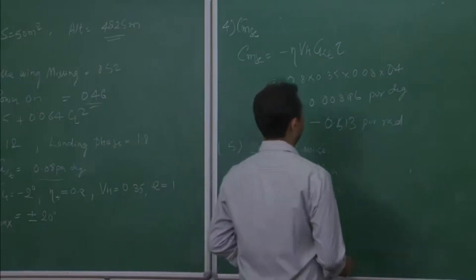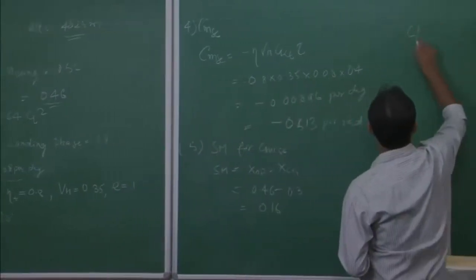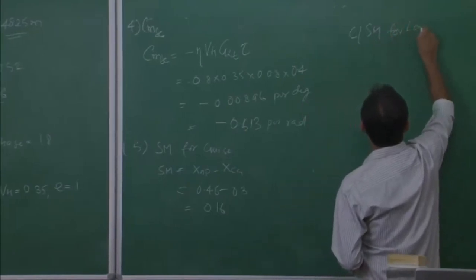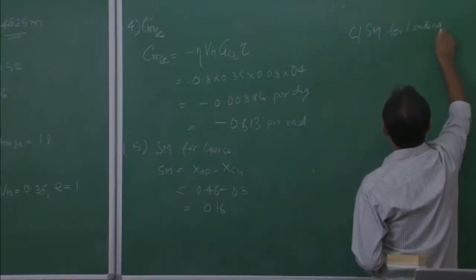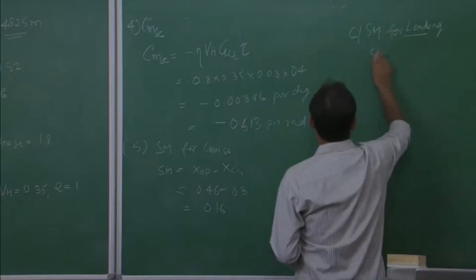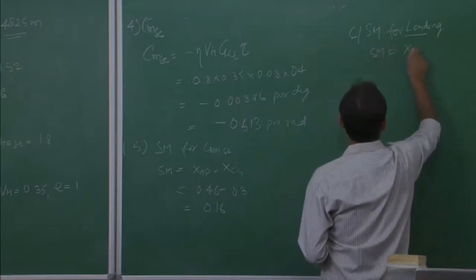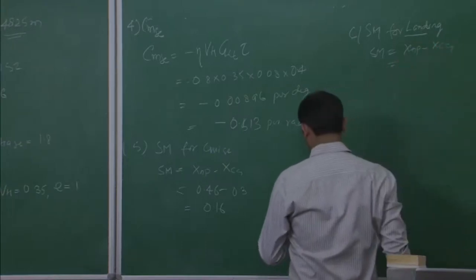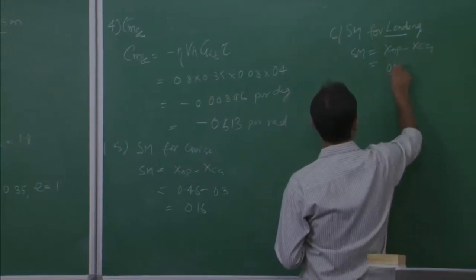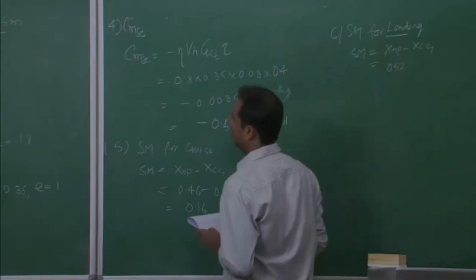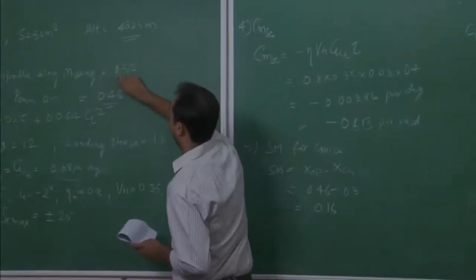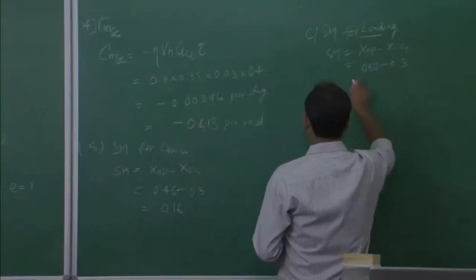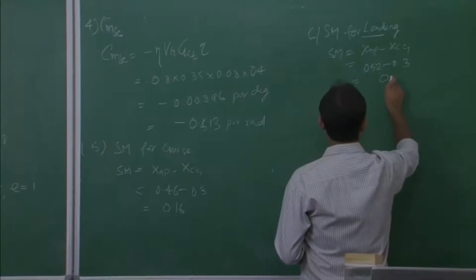Similarly, sixth is static margin for landing. So, static margin equals XNP minus XCG, which will be 0.52. This will be for propeller windmilling, minus 0.3, which will be 0.22.